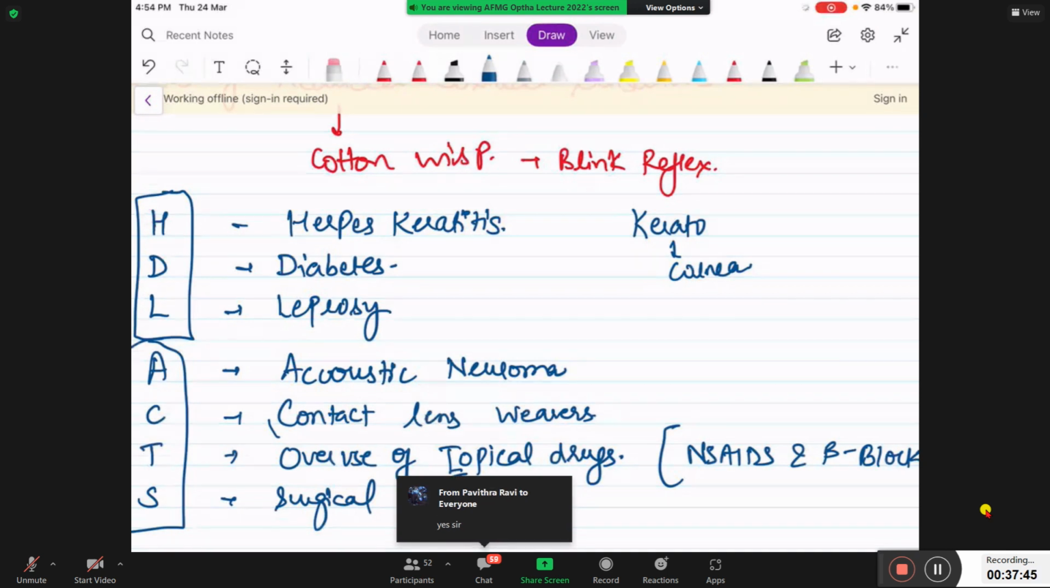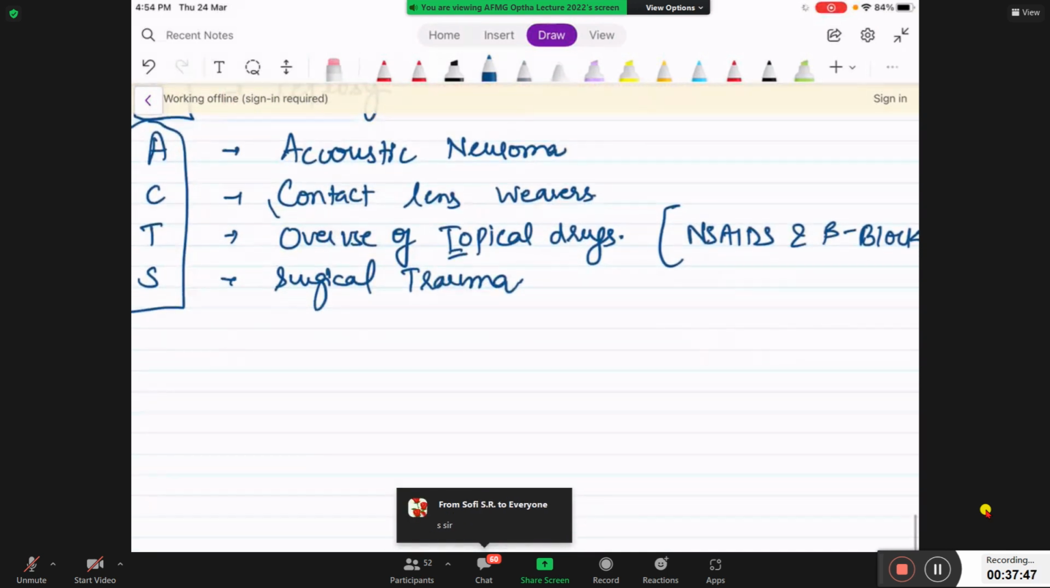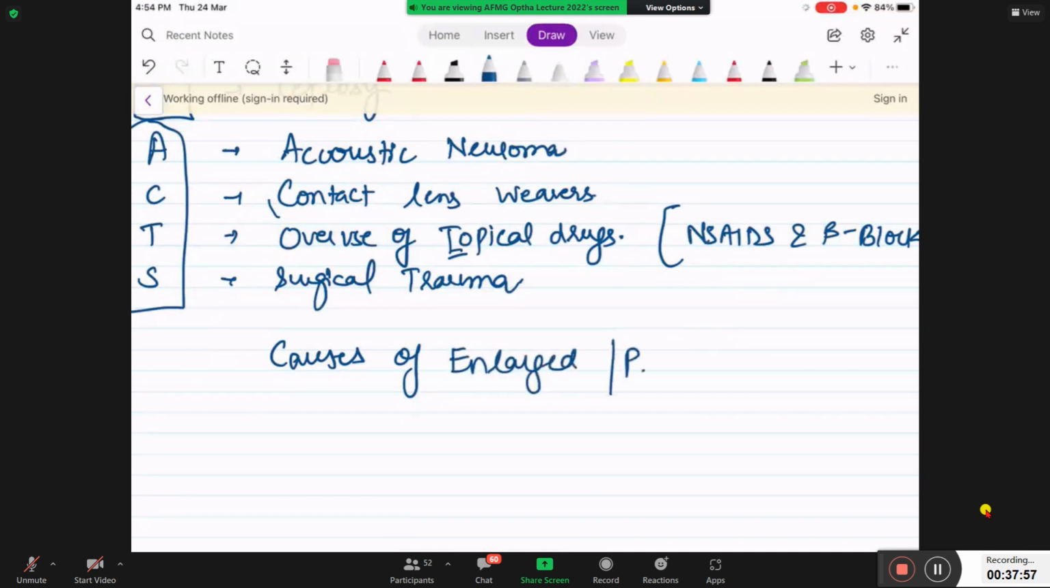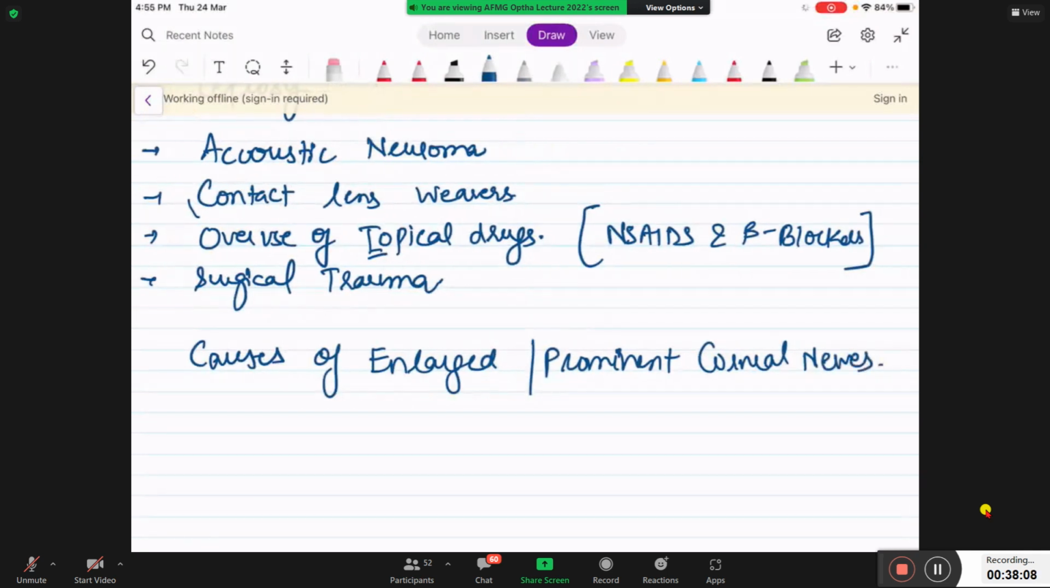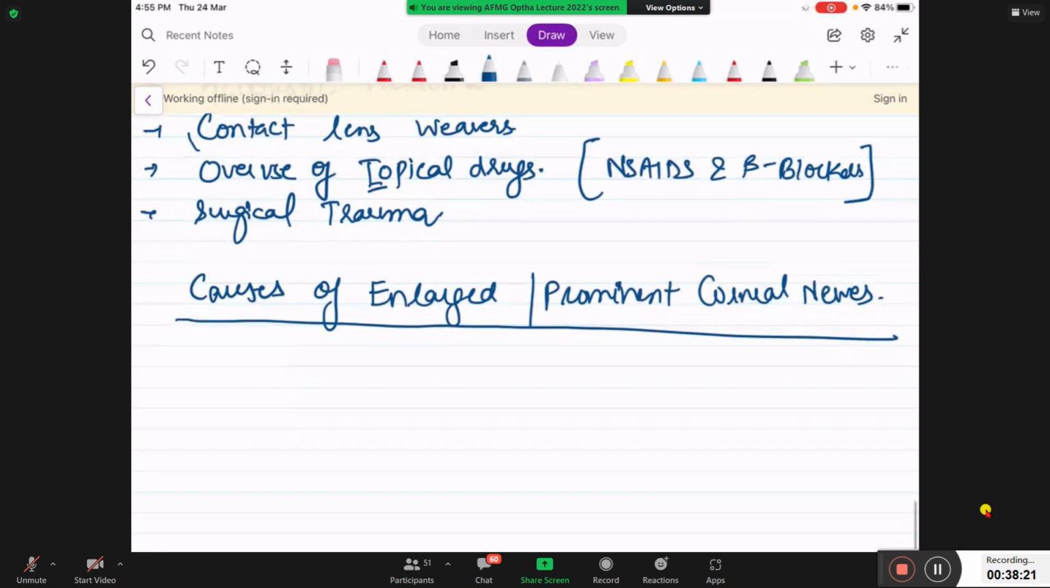Okay, great. Now coming to the next question. What are the causes? Write down. Next question is causes of enlarged or prominent corneal nerves. There are certain pathological conditions in which the corneal nerves become more prominent or more enlarged. So they will ask you what are the causes or differential diagnosis of enlarged corneal nerves.